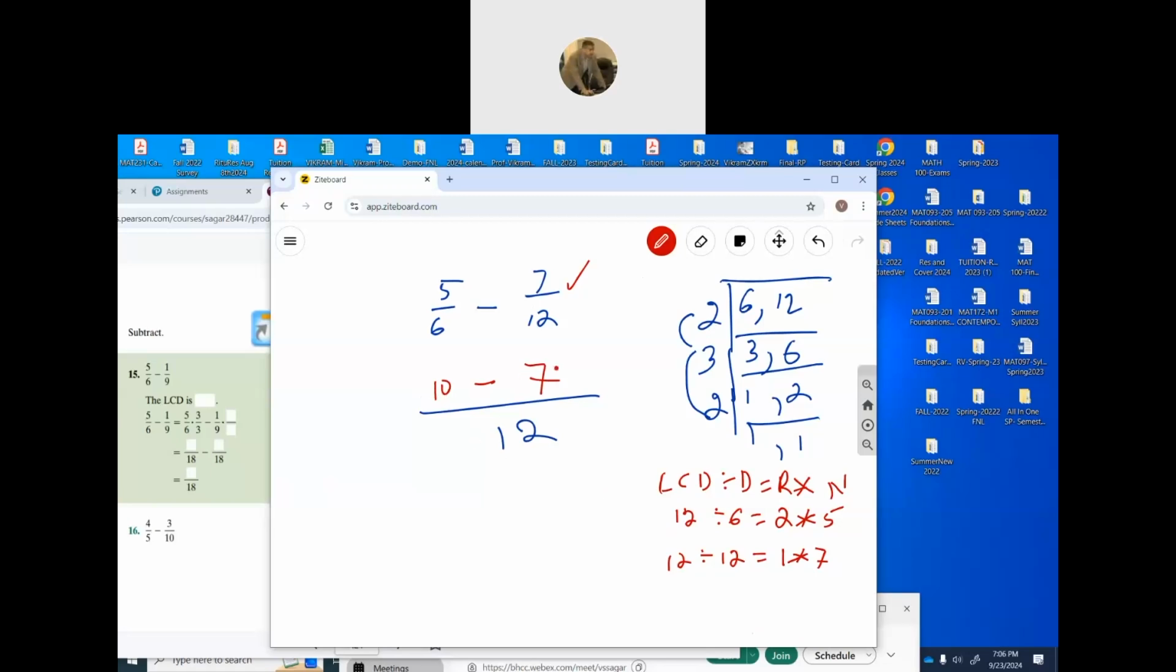Okay, so now that's it, we are done, right? So 10 minus 7 is 3. What's down there? 12. I have to reduce this number, right? Divided by 3, so 1 over what? 4. So this is going to be our final answer, right? Your system won't accept the other answer, so 1 over 4 here.